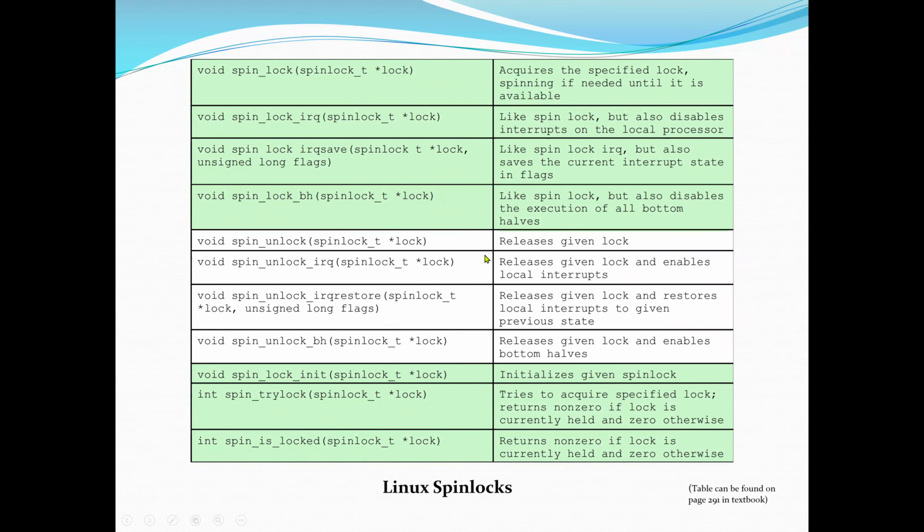So these are some of the functions for Linux spinlocks. We have the spin lock IRQ function. Spin lock IRQ is like a spin lock, but it also disables interrupts on the local processor. Then we have the spin unlock function. This will release a given lock.